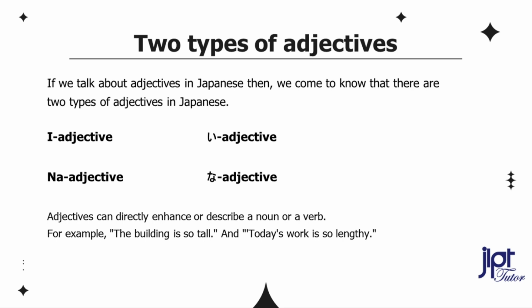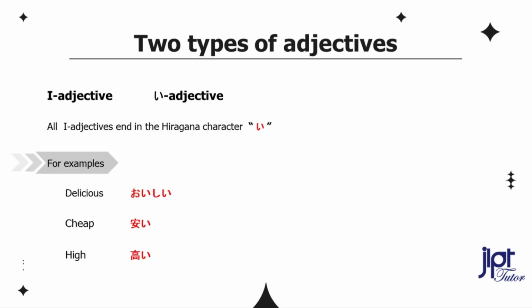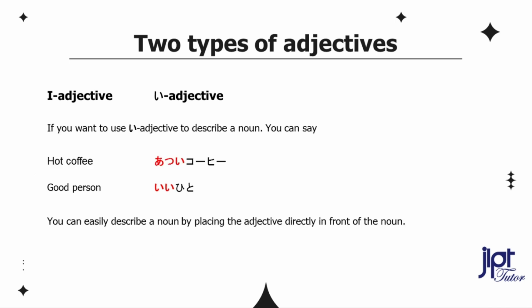Let's talk about i adjectives first. All i adjectives end in the hiragana character i. For example, delicious, おいしい, cheap, 安い, high, 高い. If you want to use i adjectives to describe a noun, you can say hot coffee, 熱いコーヒー, good person, いい人. You can easily describe a noun by placing the adjective directly in front of the noun.